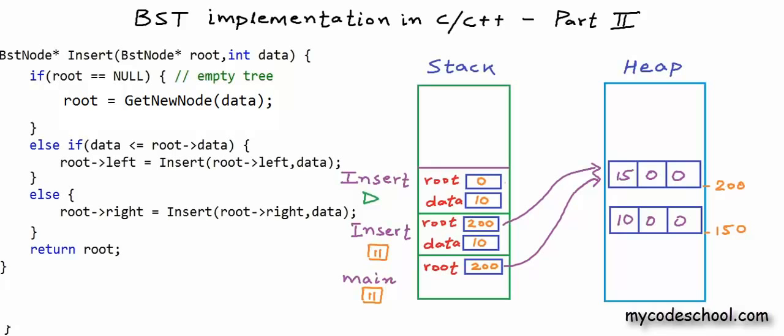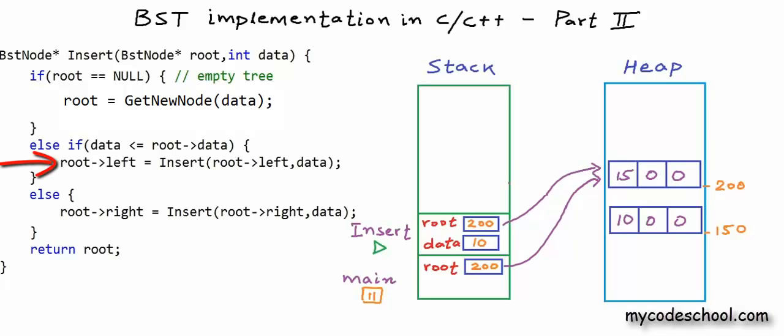Execution of this call to insert will resume at this line. The return of get new node will be set here, and now this call to insert will return address 150 and finish. Insert below will resume at this line, and now in this insert call, the left child of this node at address 200 will be set as the return of the previous insert call, which is 150. So now these two nodes are linked, and finally this insert call will finish.